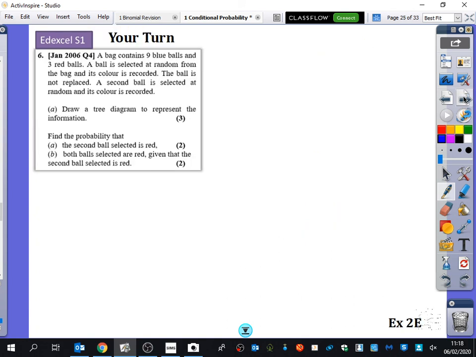So I'm going to leave that one on the board. I want you to try this question that you've got here, and then we'll do a couple of questions from 2E, and then we're just going to move on and do year one recap stuff, okay?